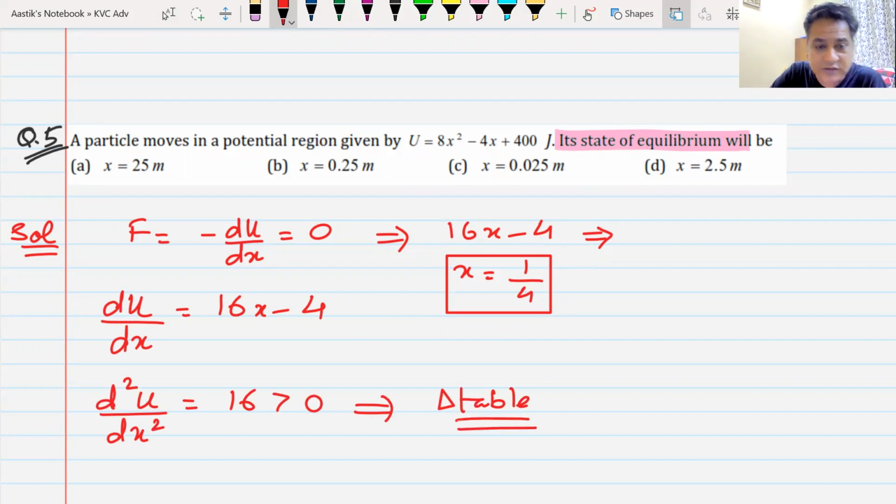This is the way we find out the position of stable, unstable, or neutral equilibrium. Everyone understands this? Yes or no? Yes, sir. Okay.